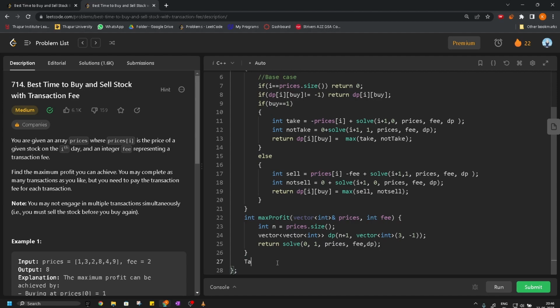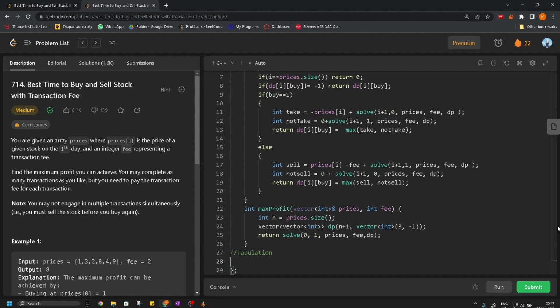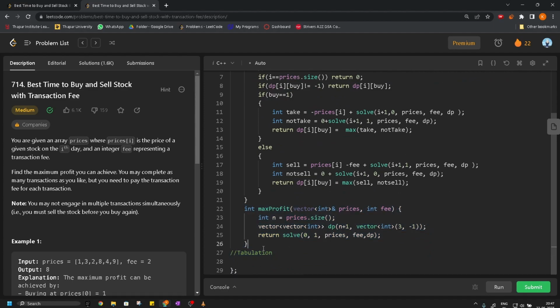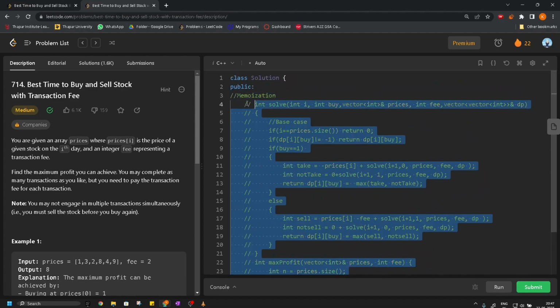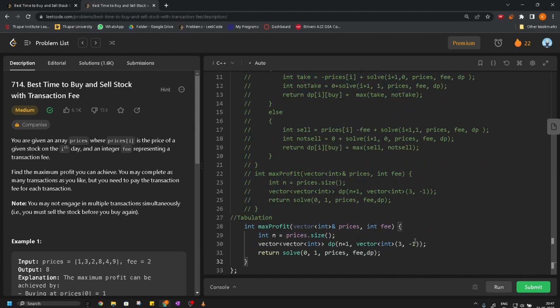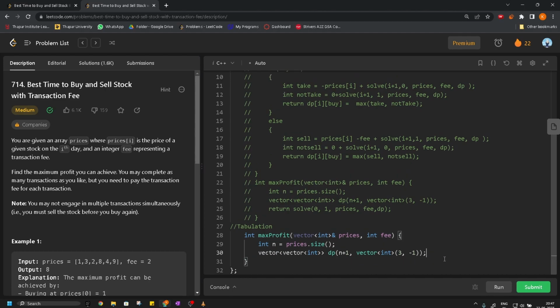Okay, towards the tabulation part. Now, the only difficult part of the whole question is the recursion, basically. After that, it's pretty much just the same things that you do in every DP question. Okay, so we'll just copy this much part of it and we'll just comment the whole thing because we don't need that. And we'll go to the tabulation part, simple as that. For tabulation, we'll just define the vector.